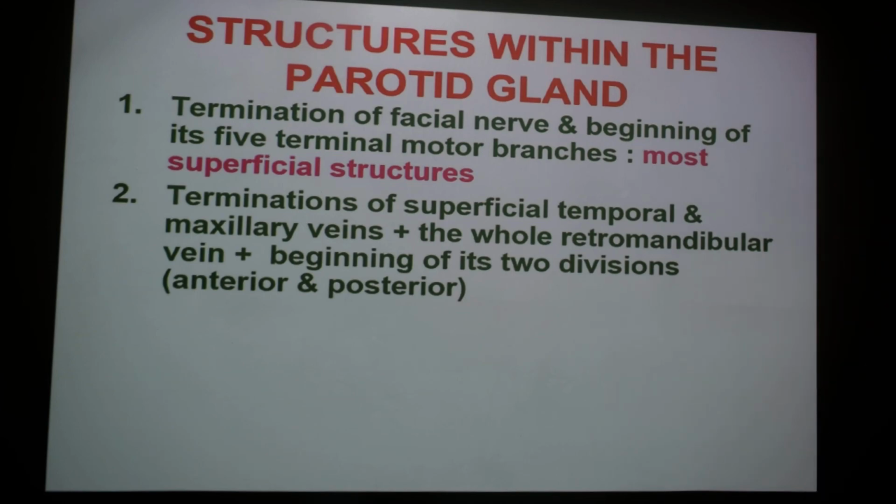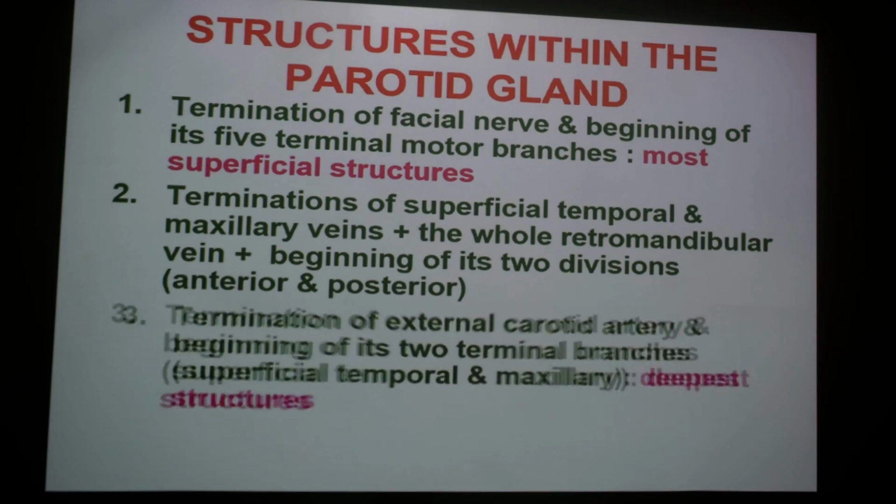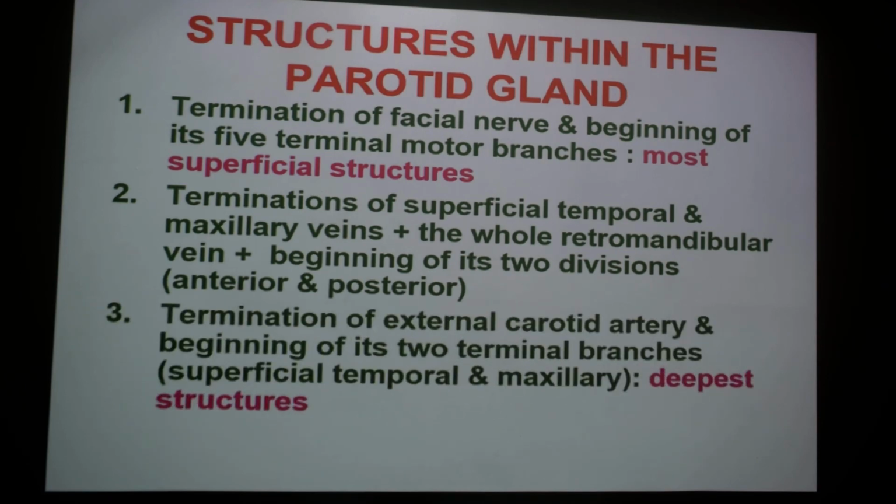So the middle structure is the retromandibular vein; the superficial is the facial nerve, and the deepest structure within the parotid gland is the termination of the external carotid artery. The external carotid artery will enter into the parotid gland and divide into the maxillary and the superficial temporal artery. The maxillary artery is going to go into the temporal fossa and then into the infratemporal fossa. The superficial temporal is going to go up into the temple. These are the terminal branches of the external carotid. These are the deepest structures within the parotid gland.